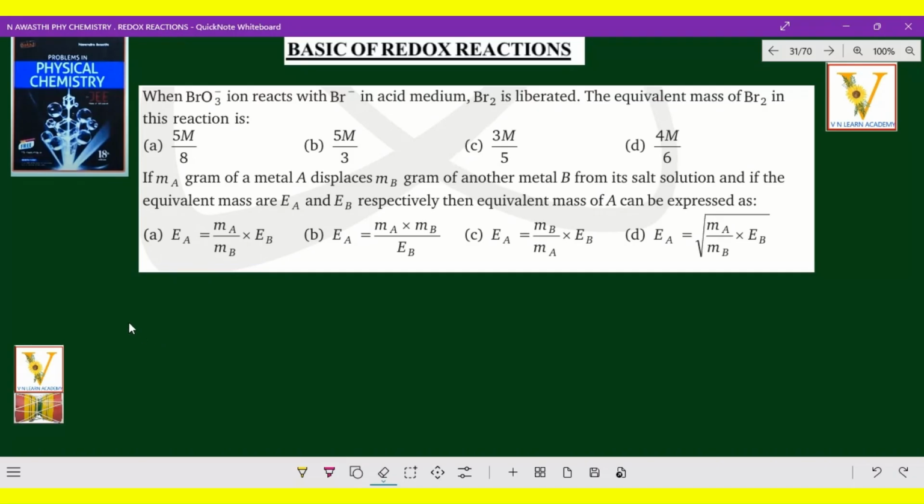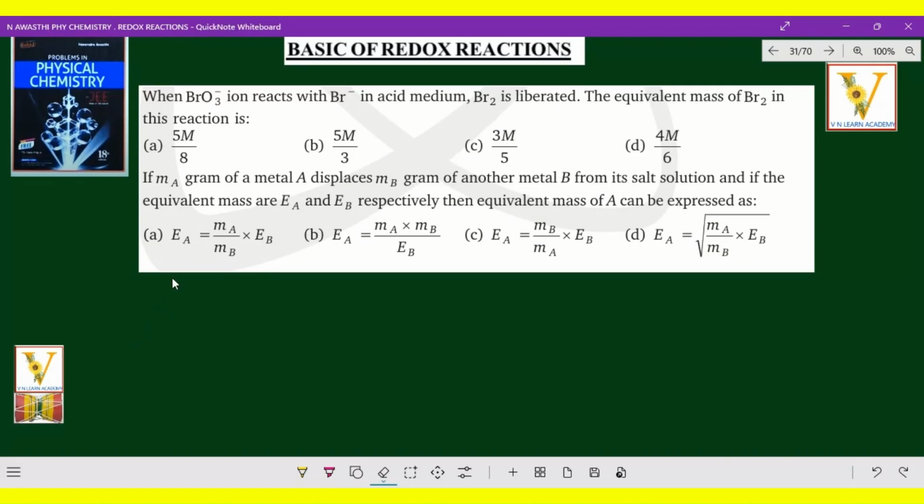Okay, the first point: we have to write the equation according to the statement. Second, you have to find out the oxidation numbers. Third, we have to identify where it is increasing and where it is decreasing. According to that, we have to balance the equation. Then finally, we will get the exact correct answer.